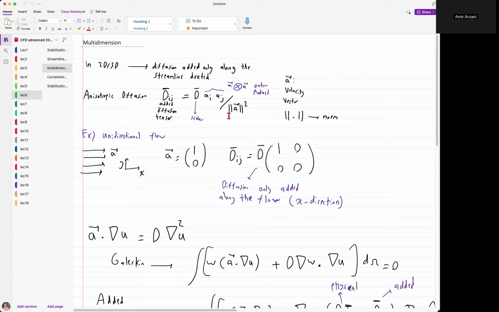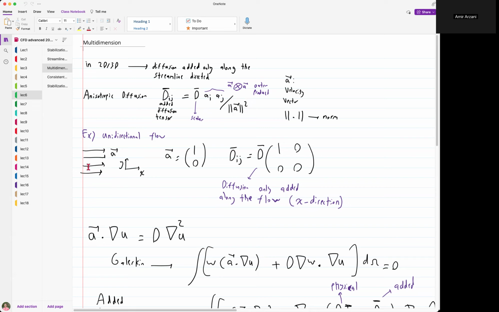This is normalizing the velocity because we don't care about the velocity magnitude, right? We're just interested in the velocity vector direction. This is just a direction problem here. And then the amount of diffusion we want to add is controlled by this scalar d bar.